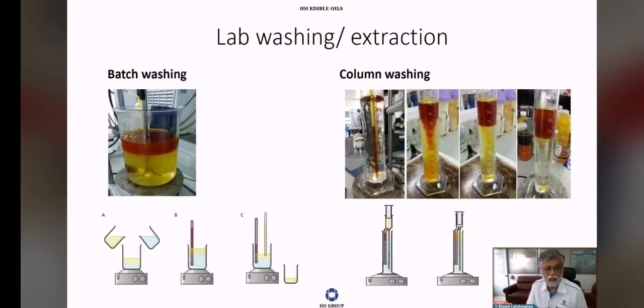I'm going to come to the experiments that we did in the lab. On the left-hand side, we did batch washing, all done in duplicates and multiple repeats. We did a 50-50% mixture of oil and water. We heated it up and stirred it, then decanted and removed the oil and did further tests, such as bleaching, followed by deodorizing and quality tests.